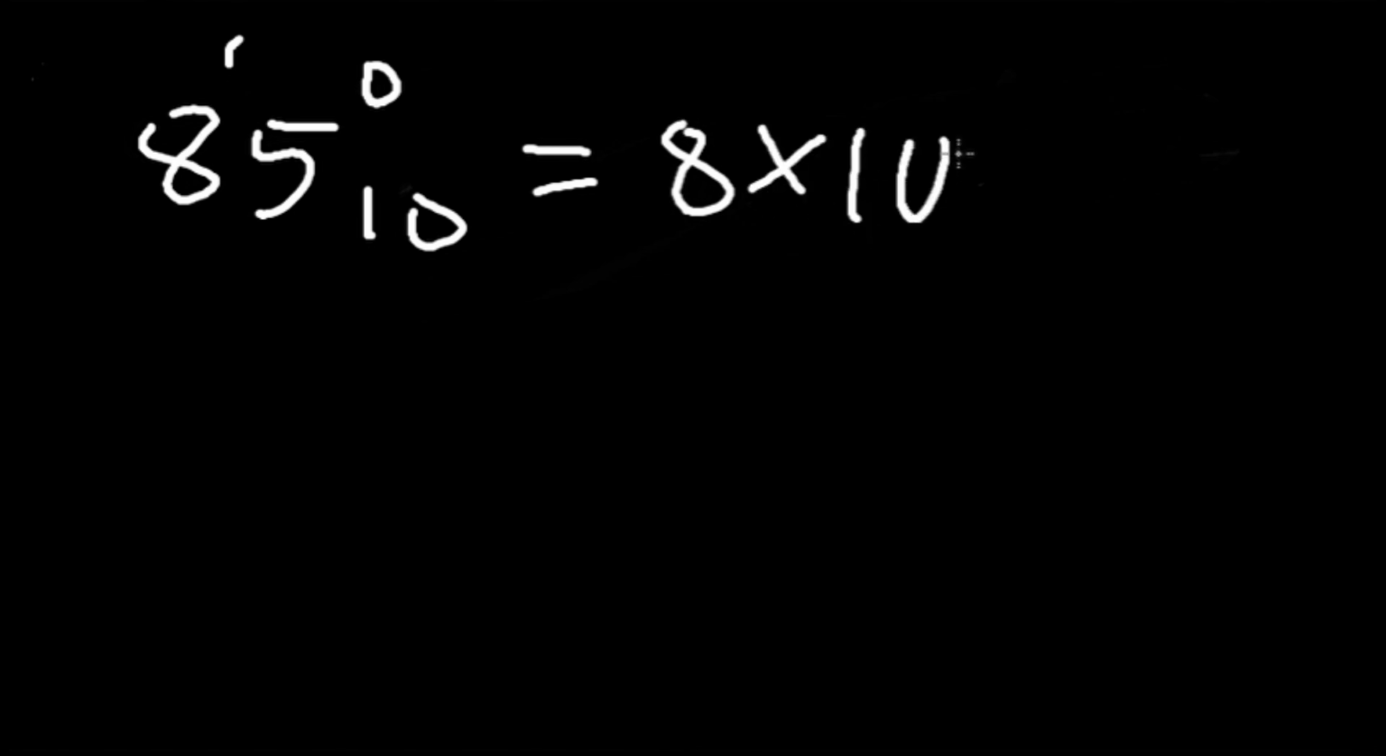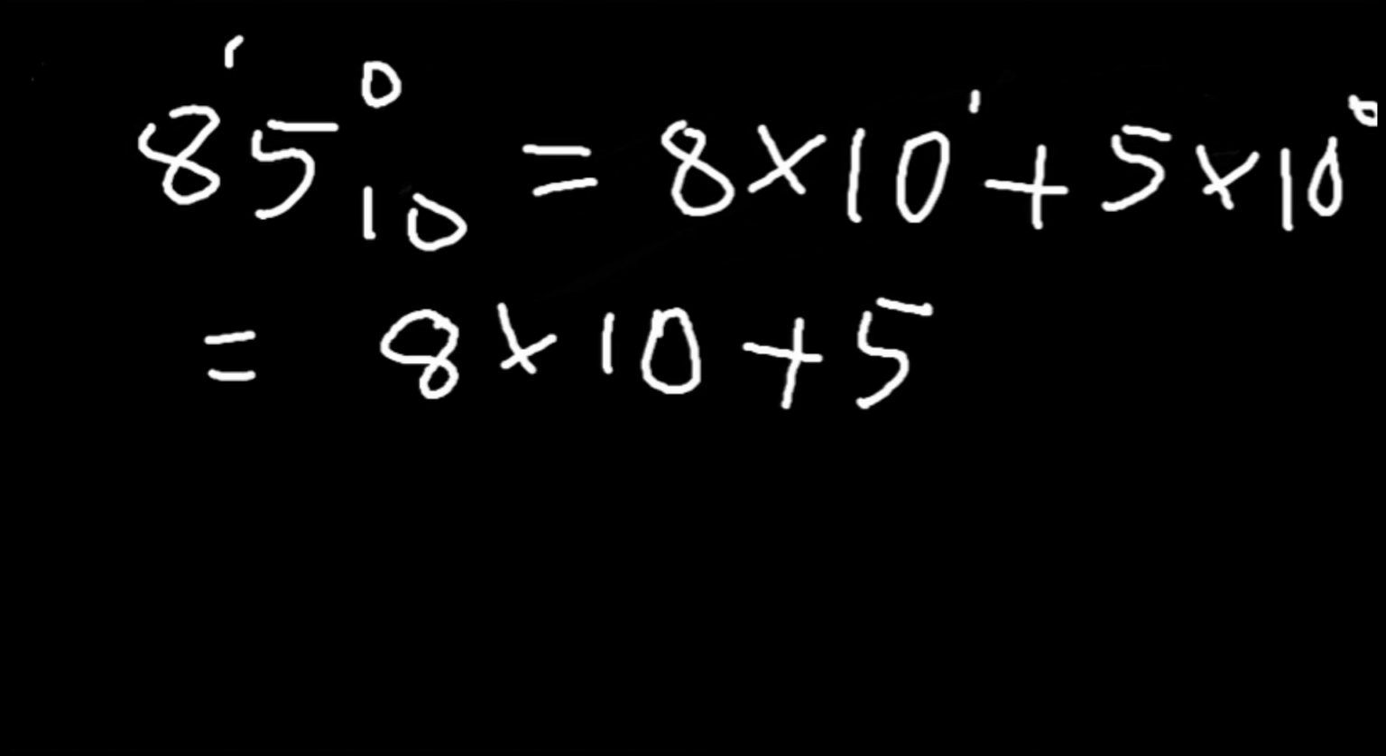85 base 10 is equal to 8 times base 10 raised to 1 plus 5 times base 10 raised to 0. After this, we need to multiply the numbers that have exponents. 8 times 10 plus 5 times 1. As you can see, I put 1 here because any number raised to 0 is equal to 1.